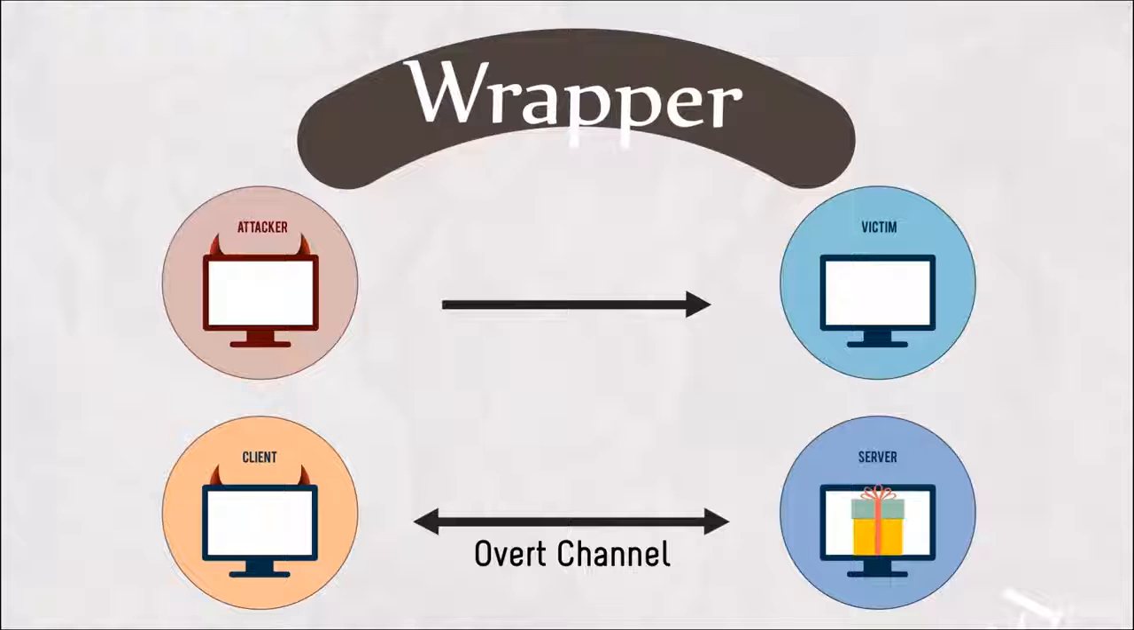This communication channel, normally known as overt channel, becomes a covert channel when used to perform unauthorized activities.